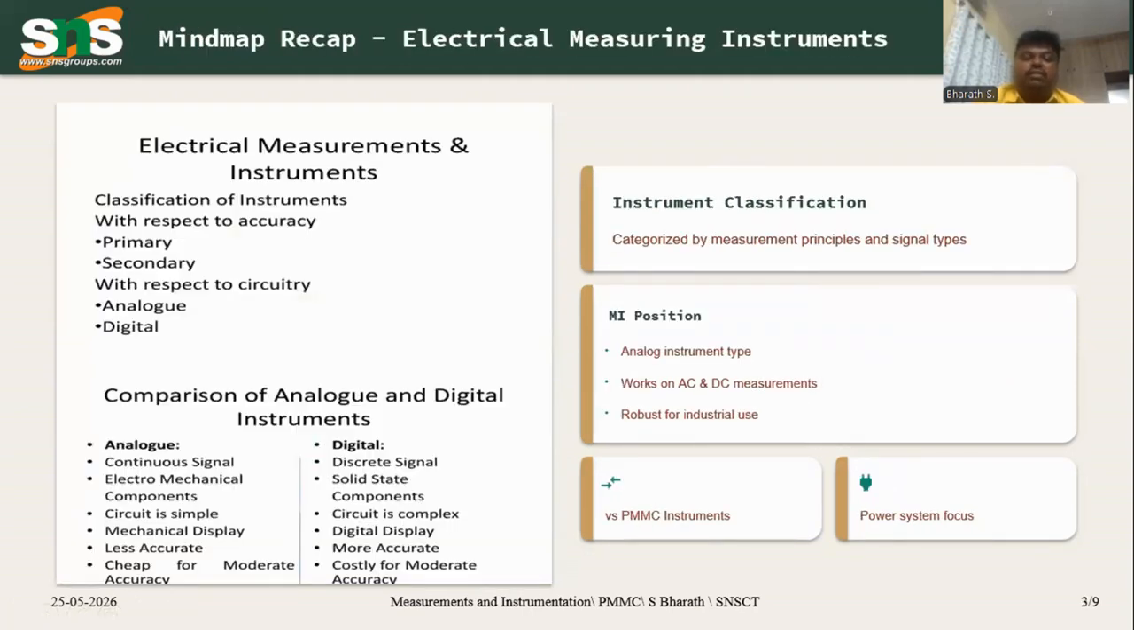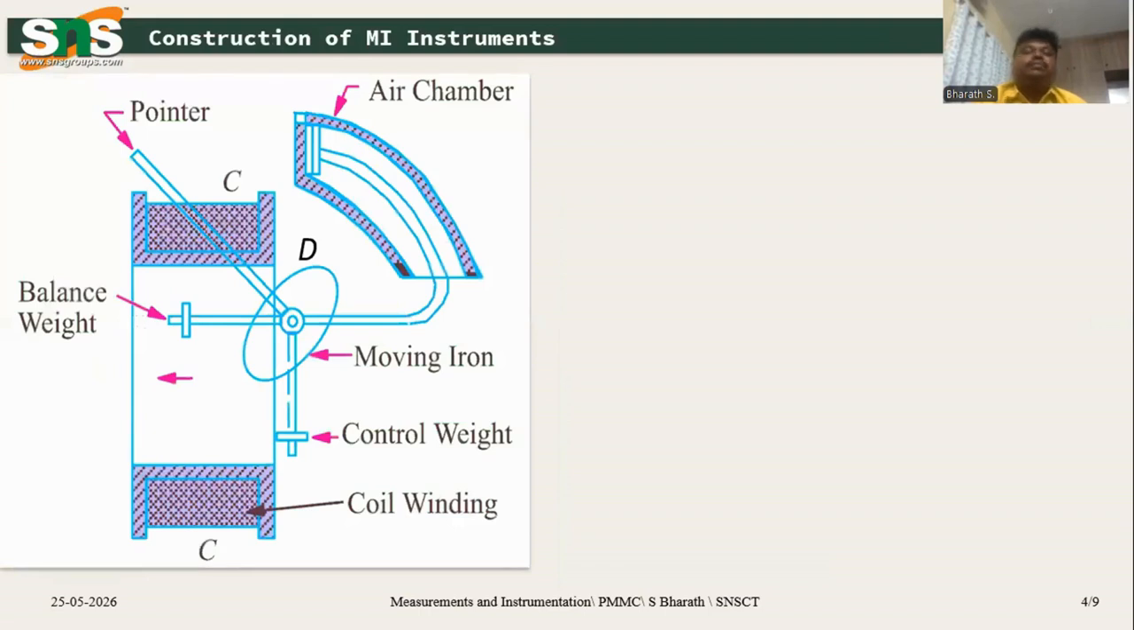The instrument classification we have seen already. This is a small mind map that we have seen in the previous case. Analog type of instruments work for AC and DC, and are robust for industrial use. The comparison between analog instruments and digital instruments is also shown over here. The various advantages make it easier, simpler, and cheaper in construction. Everything is simple, so we go for MI measurements in many cases in industry and for academic purposes.